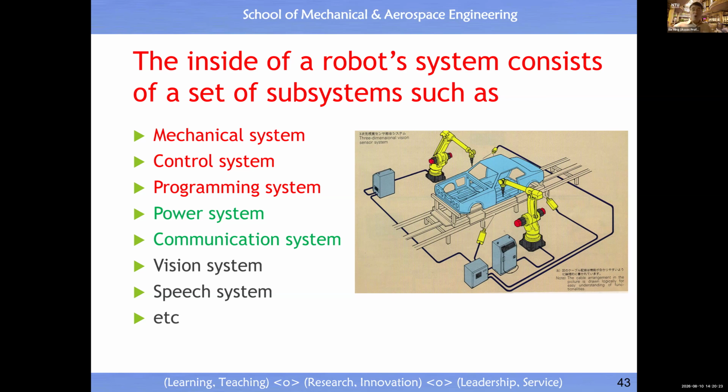IoT means what? It's a network of processor, sensor, actuator. So a communication system must be there, okay? Robot can output motion. Motion is a manifestation of kinetic energy, right? So robot itself is an energy system. You must have a power, right? But most importantly, a robot must have a mechanic system, control system, programming system. So these three are very, very important, on top of a power system and communication system. But for an advanced robot, you must incorporate vision system, speech system, etc.